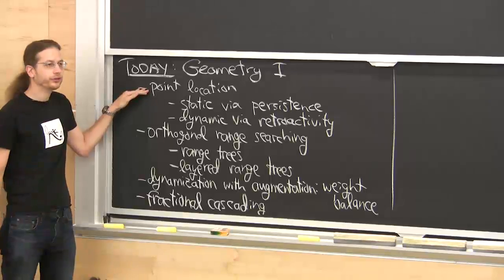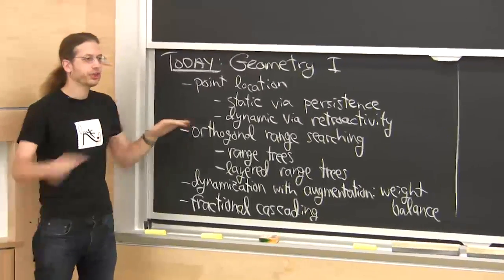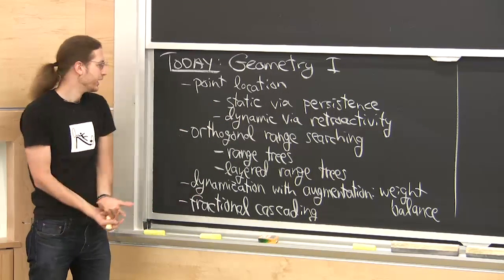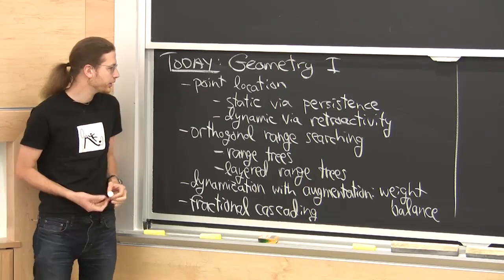One is point location, which is finding yourself in a map. And the other is orthogonal range searching, which is catching a bunch of dots with a rectangular net. And they're fun problems, and they're good illustrations of a couple of techniques.